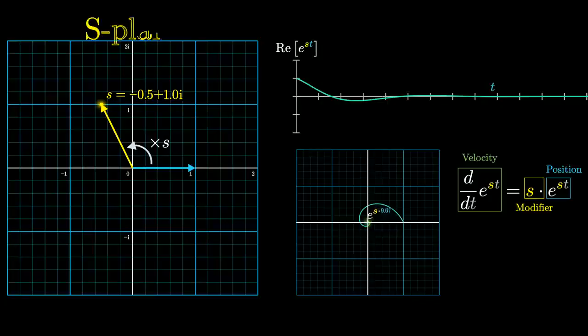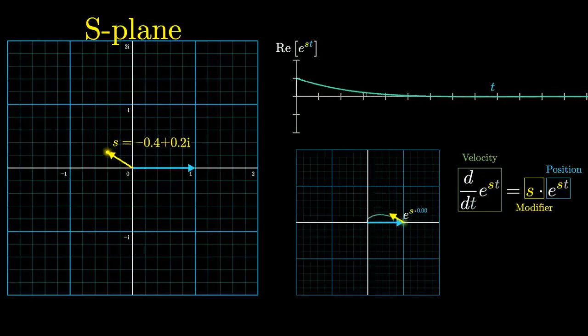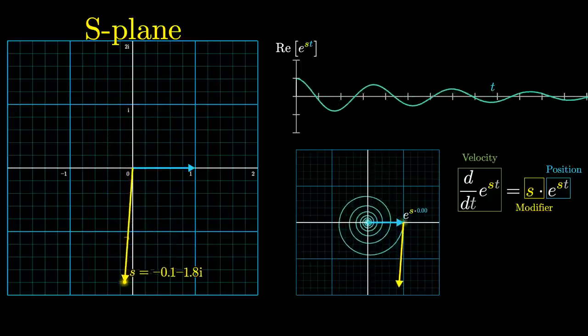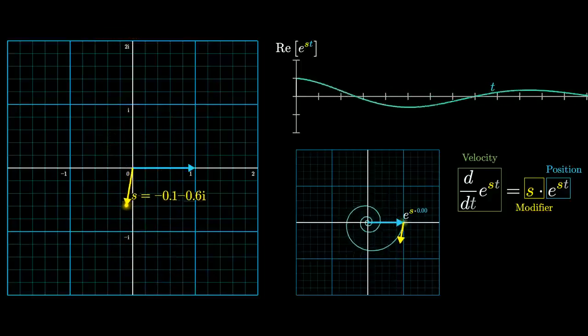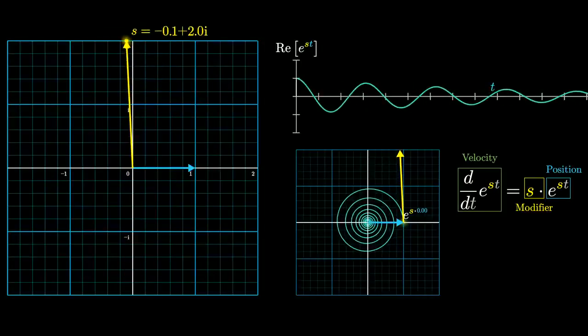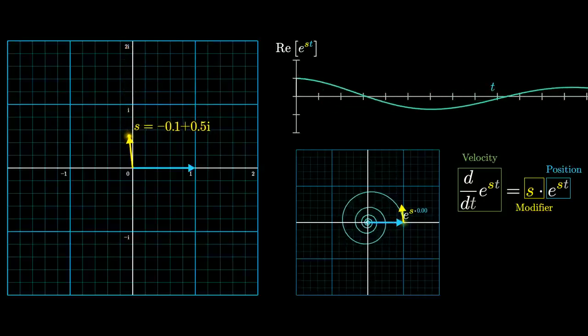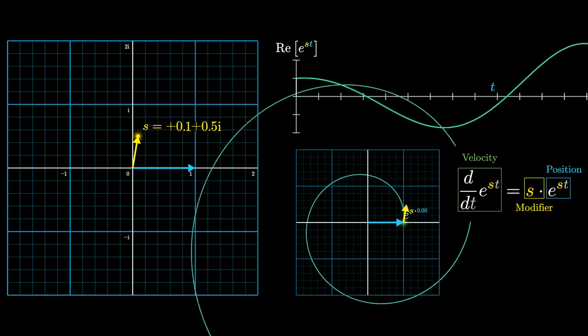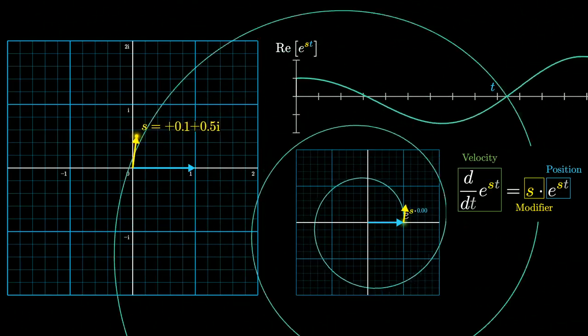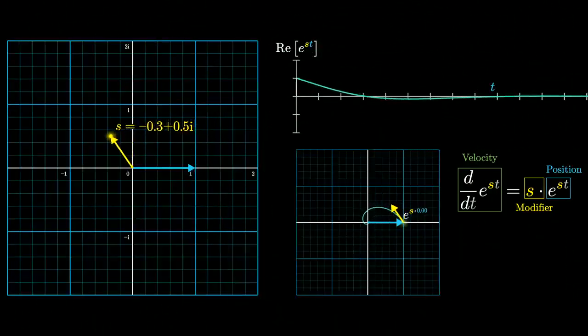You'll sometimes hear engineers refer to this as the S-plane, which essentially means you should think of each point on that plane as encoding the entire function e to the st. The imaginary part of s is always telling you how rapidly the function oscillates and in which direction, and then the real part of s is telling you whether the magnitude grows or shrinks, positive real parts corresponding to exponential growth, negative real parts corresponding to exponential decay.